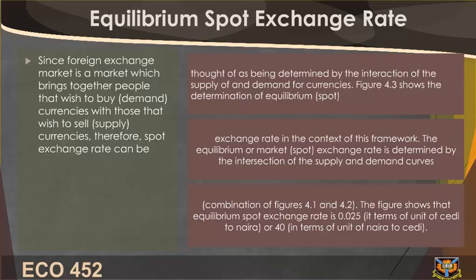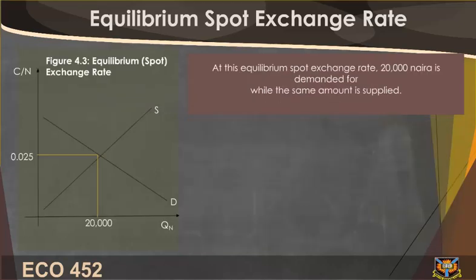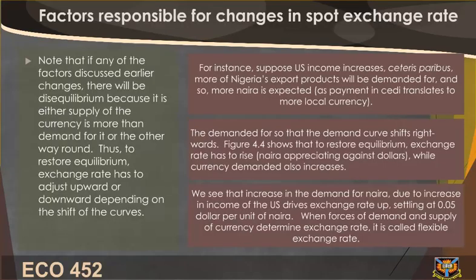The figure shows that the equilibrium spot exchange rate is 0.025 in terms of units of cedi to naira, or 40 in terms of units of naira to cedi. At this equilibrium spot exchange rate, 20,000 naira is demanded while the same amount is supplied. Factors responsible for changes in spot exchange rate.